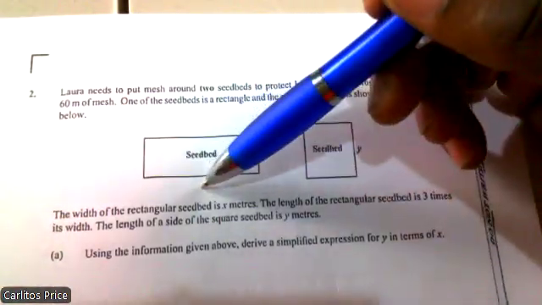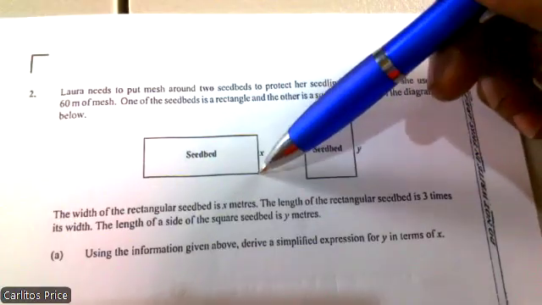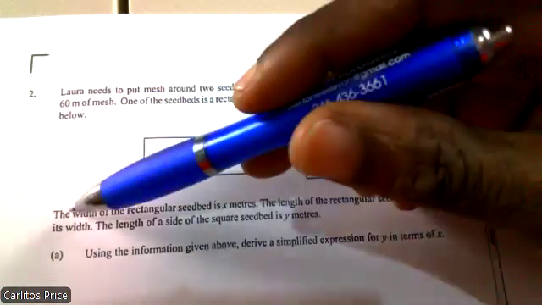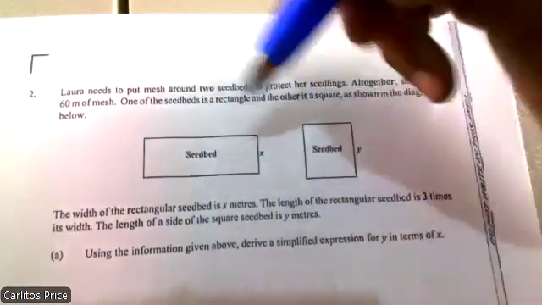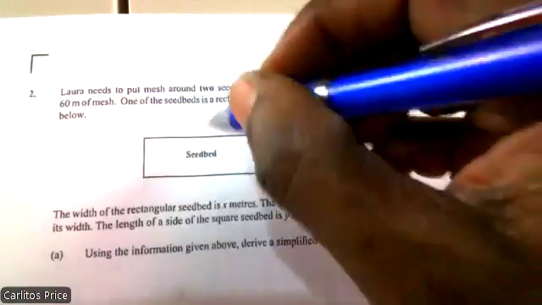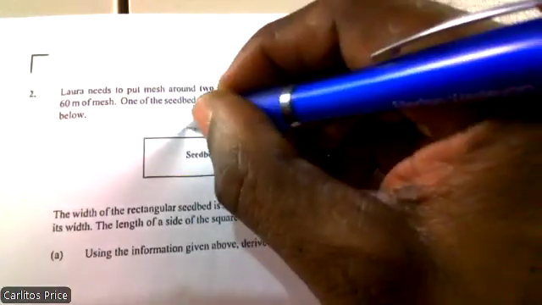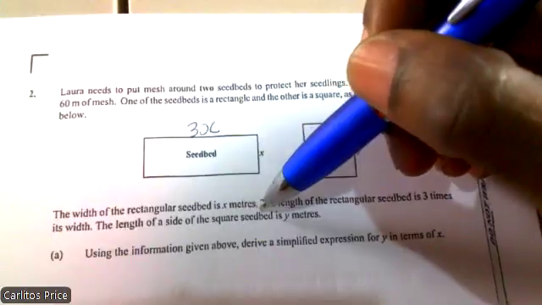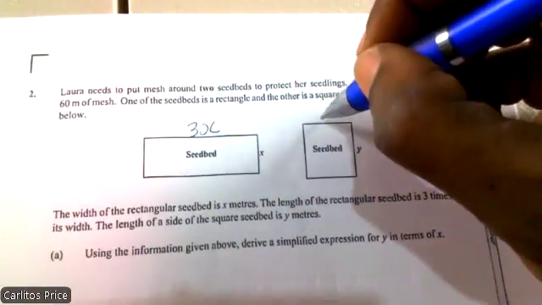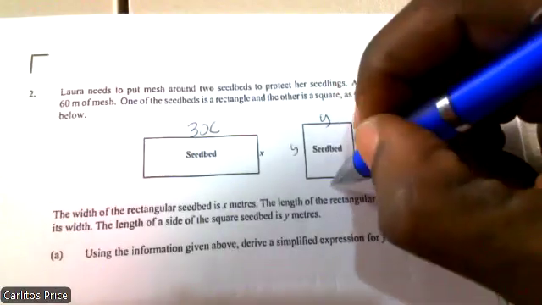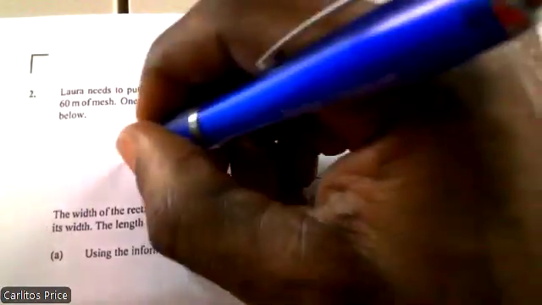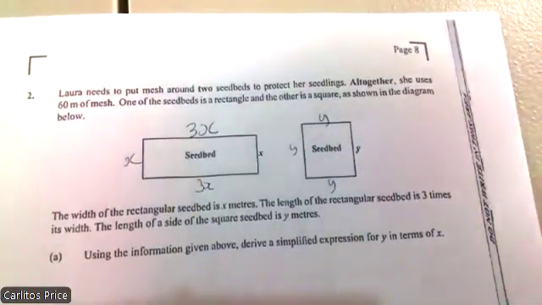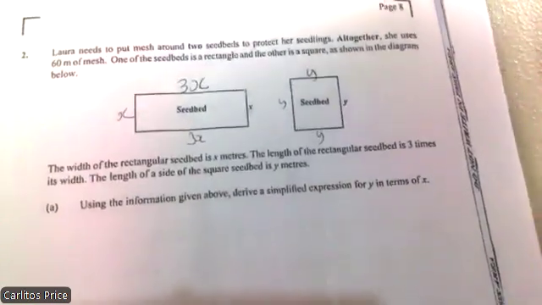It says the width of the rectangular seed bed is X meters. As you can see, the length of the rectangular seed bed is 3 times its width. So if this is X, my length is 3 times as much as that, so I could just put in 3X. The length of a side of the square seed bed is Y meters. We already know that each side will be equal as a square. So this is Y, and this is 3X and X. Using the information given above, derive a simplified expression for Y in terms of X.